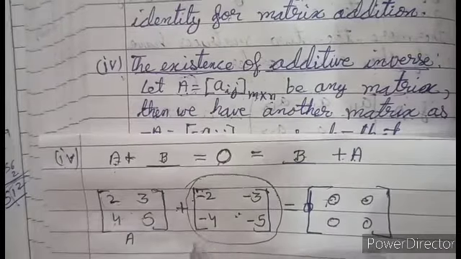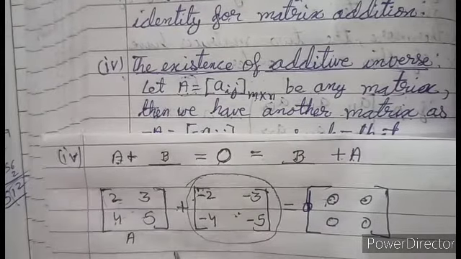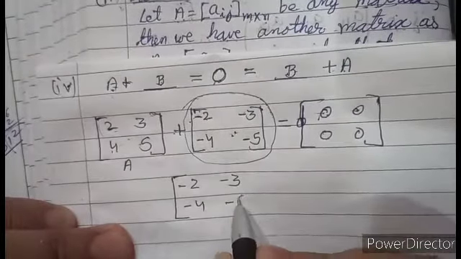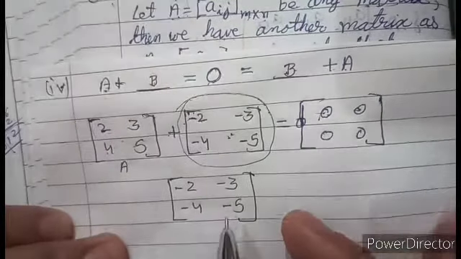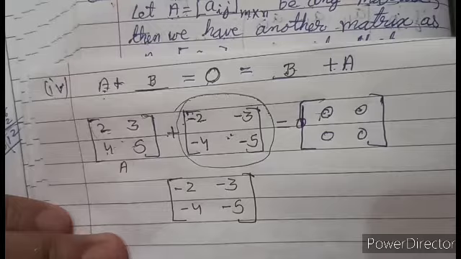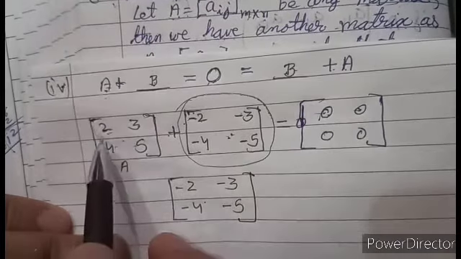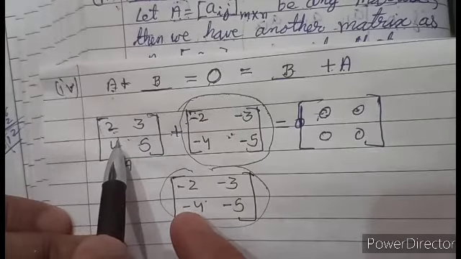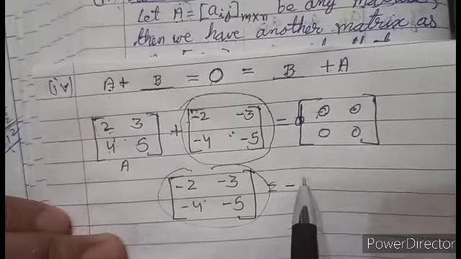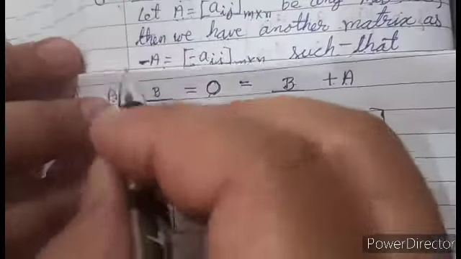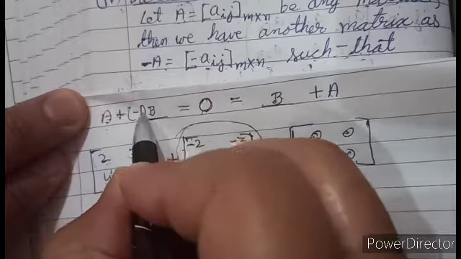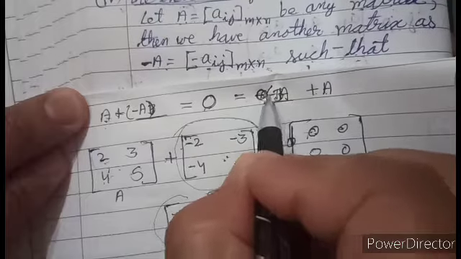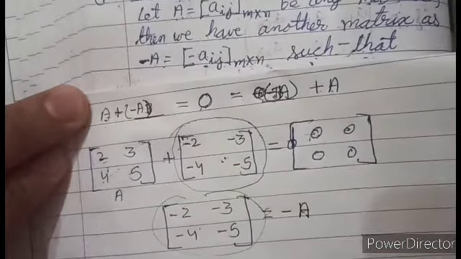The inverse matrix we are getting here is minus 2, minus 3, minus 4, minus 5. If we compare matrix A and the inverse matrix, we see that this inverse matrix is the negative of matrix A. That means we can say that the additive inverse of a matrix A is minus A.